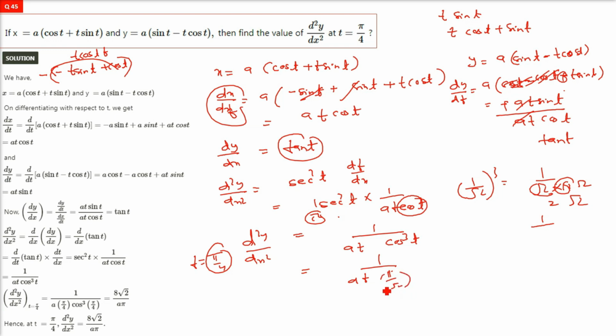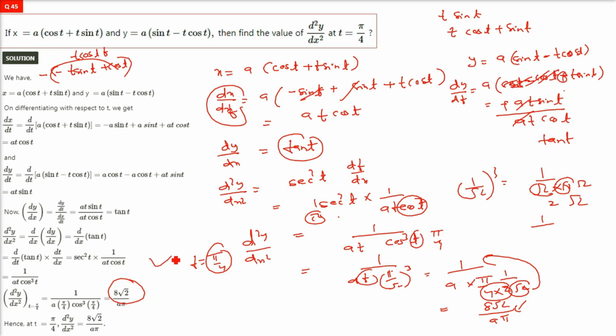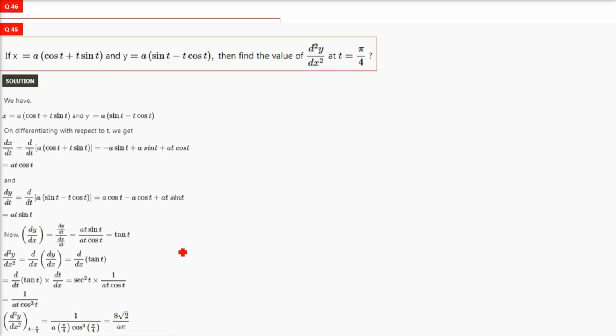So I am putting now the values of t here as I just suggested. And all these values, that is t equals pi by 4, t equals pi by 3, t equals pi by 6, these are the values which are given in order to compute these kind of questions. So I am putting 1 by a, and then t is pi by 4, then we have 1 by 2 root 2. So we have 8 root 2 divided by 8 a pi. And this is your value of d2y by dx2 at t equals pi by 4.